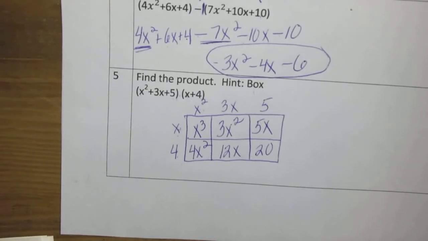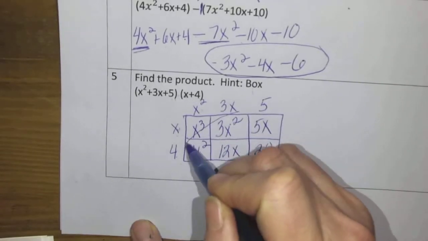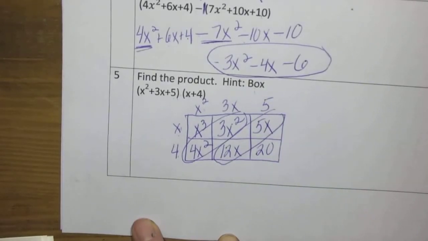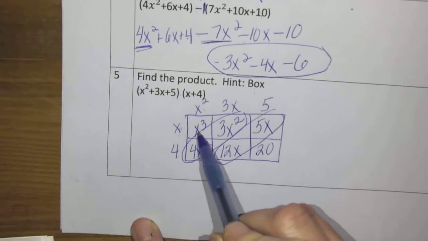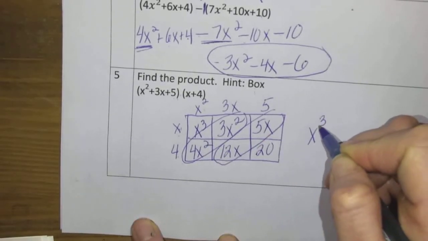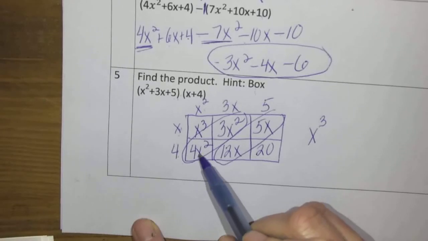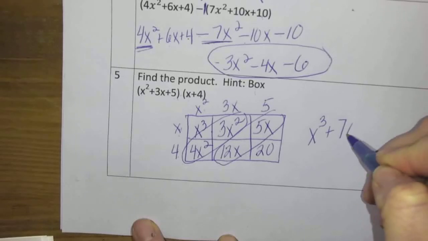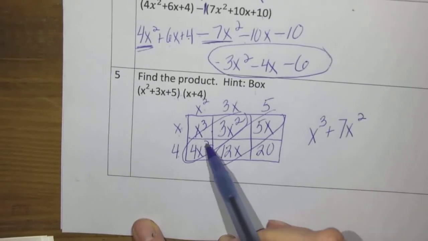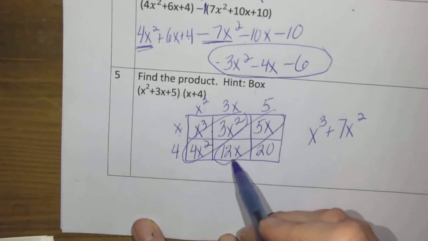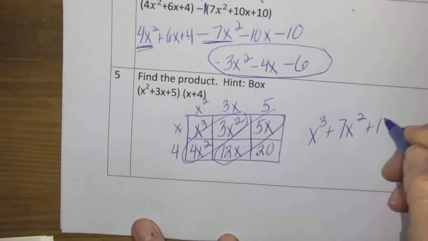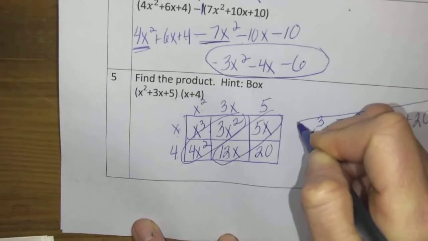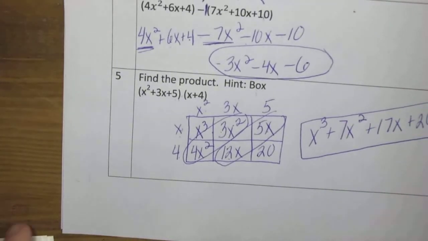Many times, I can't say all the time, but many times diagonals will be like terms, which means you can add them or combine them together. This is my only x cubed, or x to the 3rd power. I'm writing that first. 4x squared plus 3x squared is 7x squared. When you're adding, do not change the exponents. 12x plus 5x is 17x. And then this is your plain constant on the end. And there are your answers for 1 through 5.